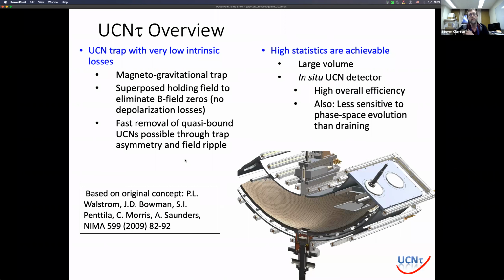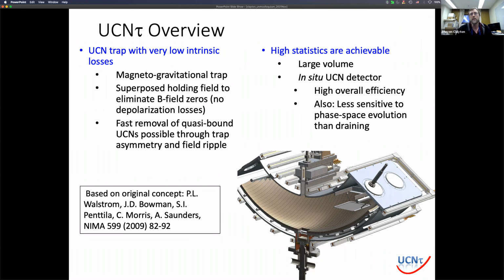And so furthermore, while we've gotten rid of the wall interactions, we do have to make sure that we don't depolarize UCN, because we're only trapping one of the spin states, the ones that are repelled by high fields. And so we basically ensure that by superimposing another magnetic field perpendicular to the array, such that we have no field zeros where you could get depolarization and loss.